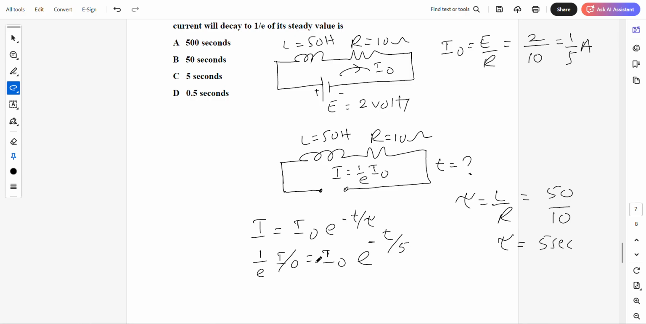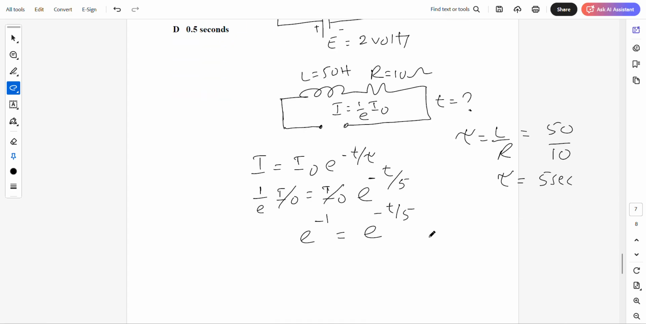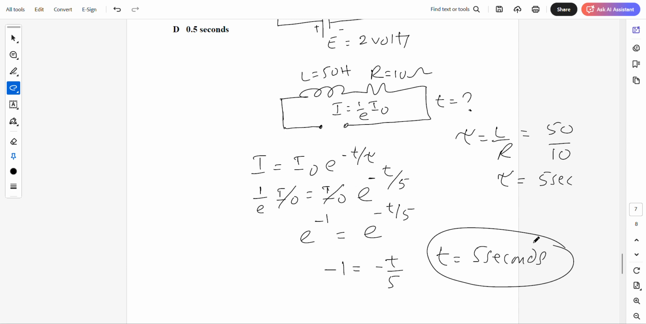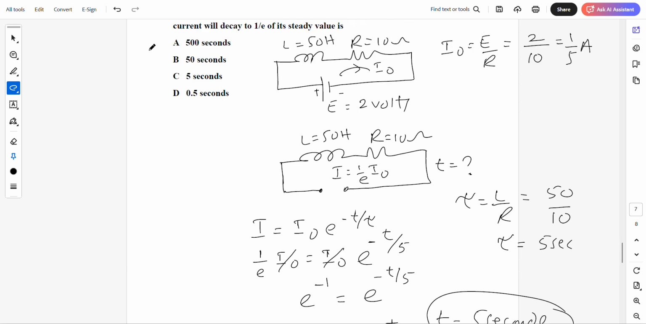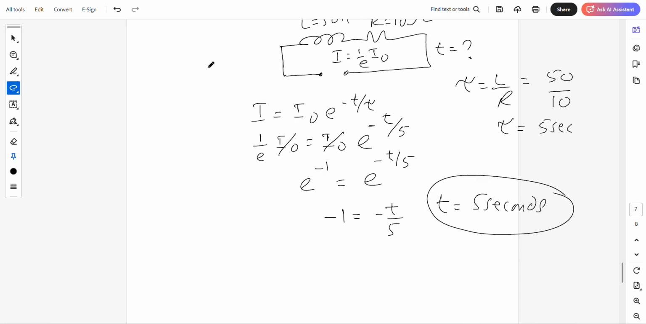Understood? Now I naught gets cancelled. I can write this as e to the power of minus 1, that is equal to e to the power of minus T by 5. Since the bases are same, I can equate the powers. Minus 1 is equal to minus T by 5, or T is equal to 5 seconds is the right answer. Hope you have understood this one. Okay.